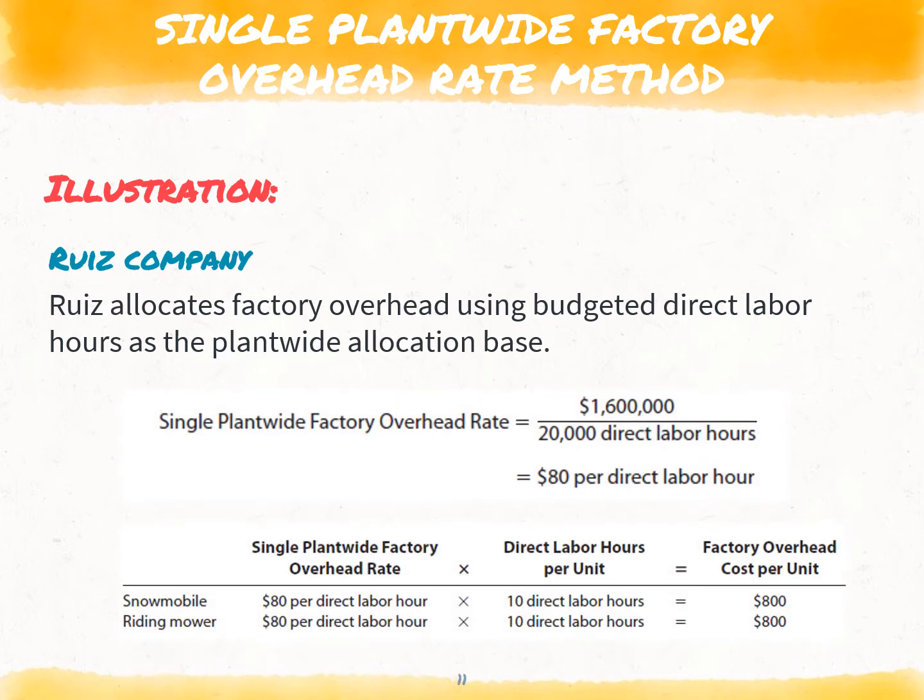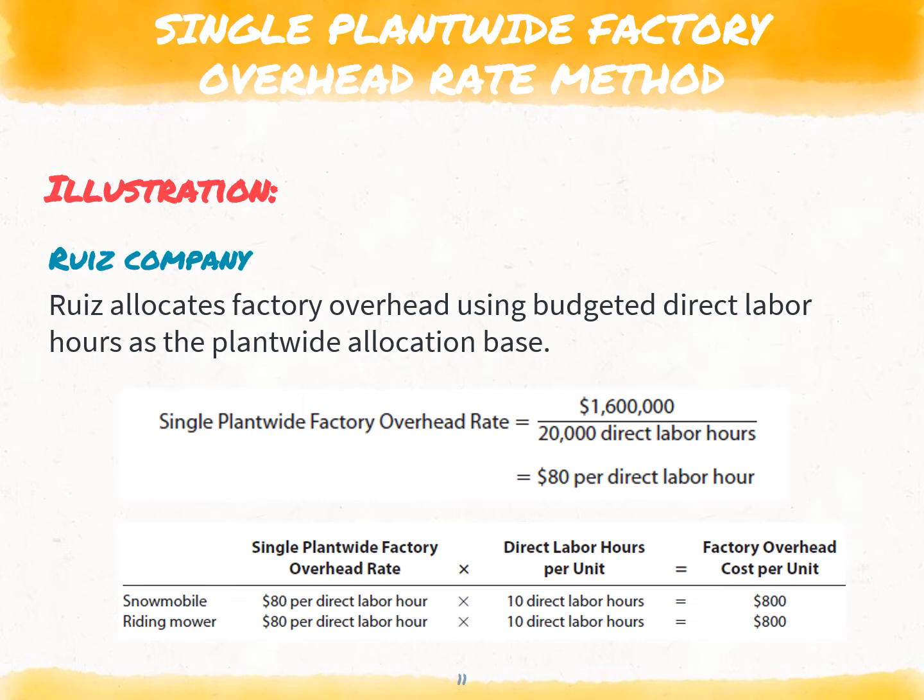We can now compute the single plant-wide factory overhead rate by using the total budgeted overhead cost amounting to $1.6 million divided by the total budgeted direct labor hours amounting to 20,000 direct labor hours, for a total of $80 per direct labor hour. Ruiz uses the plant-wide rate of $80 per direct labor hour to allocate factory overhead to snowmobiles and riding mowers. This is computed as follows.